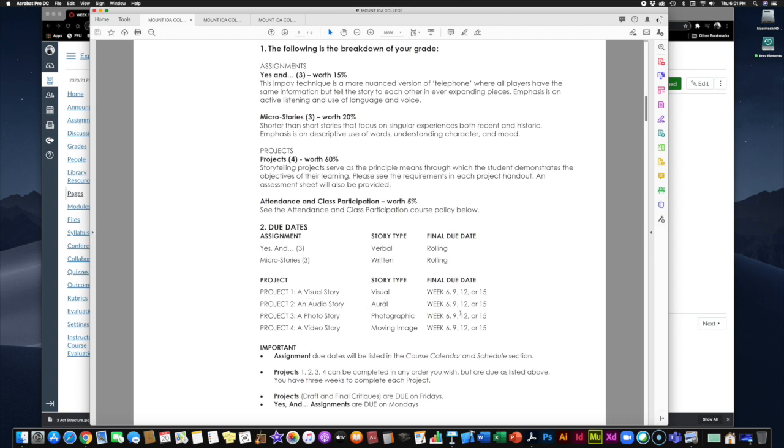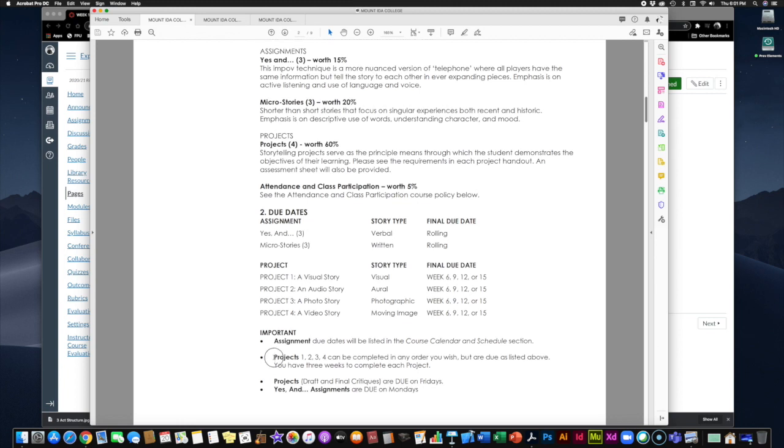Now, you might notice that the due dates all are the same. Each one has a due date of week 6, week 9, week 12, and week 15. What does that mean? Are we doing each one 4 times? No, we are not. What it means is, you'll notice down here, it says projects 1, 2, 3, and 4 can be completed in any order that you want, but are due at the listed due dates.